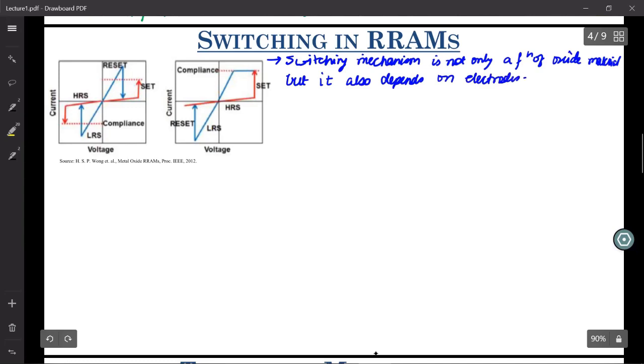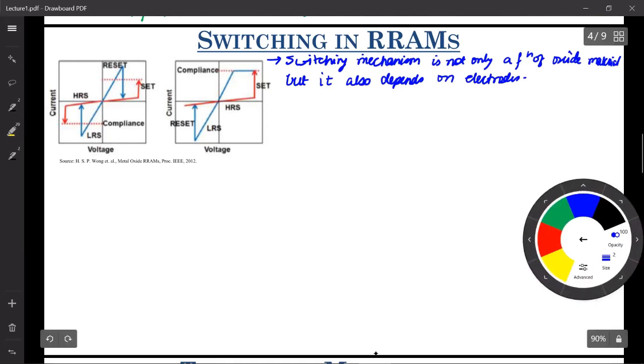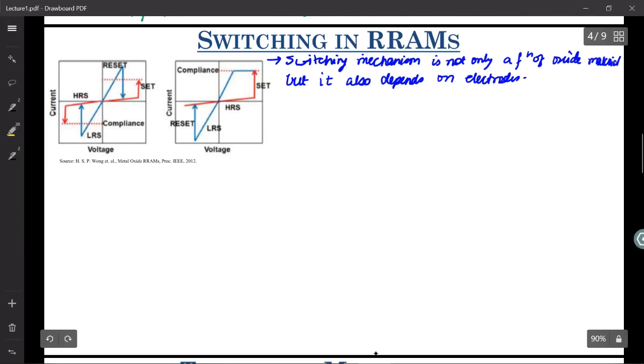So this is the first point that you should remember: just by looking at the oxide material, you should not judge whether it is unipolar or bipolar. I'll discuss that as well. However, irrespective of the RM device, there's a common definition which goes for the set and reset process. So there are two common terms here.